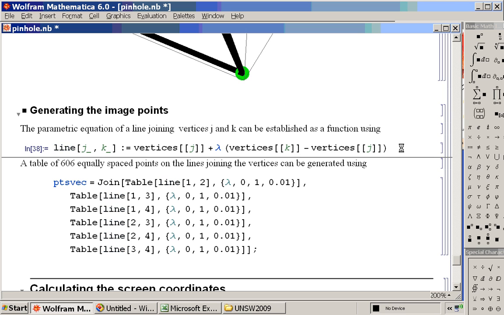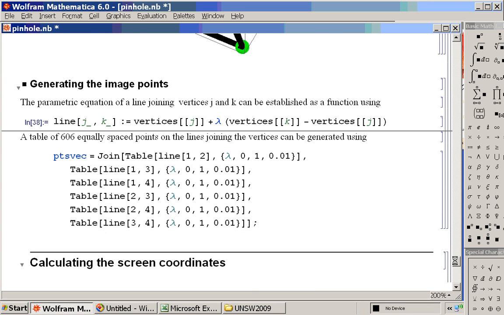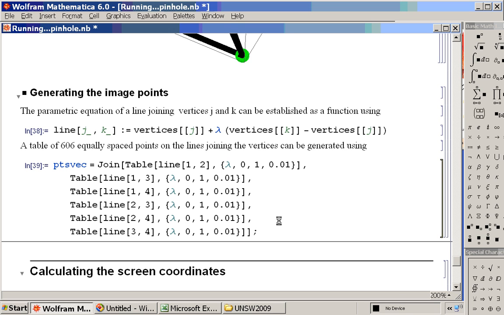And I'm now going to generate a total of 606 points on the 6 lines forming the wireframe here of the tetrahedron. And I do that using this command. I make a table of this line 1, 2, and I do it for 101 values of lambda, starting at lambda equals 0 and going up to lambda equals 1 in steps of 0.01. And we'll suppress this output because we don't want to see it.